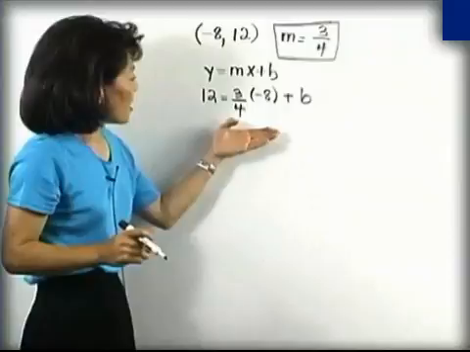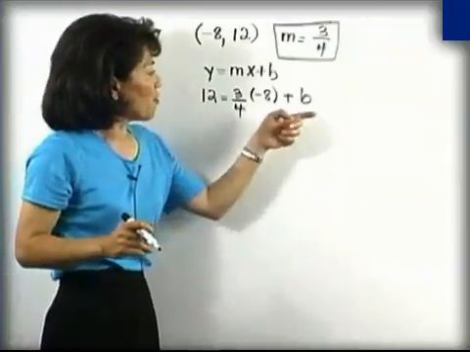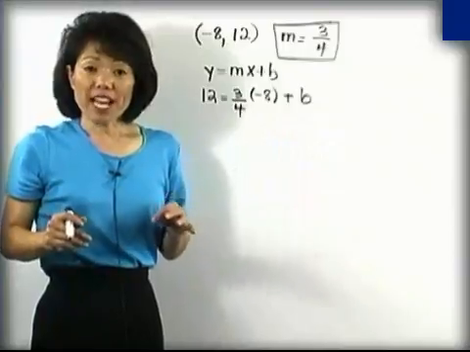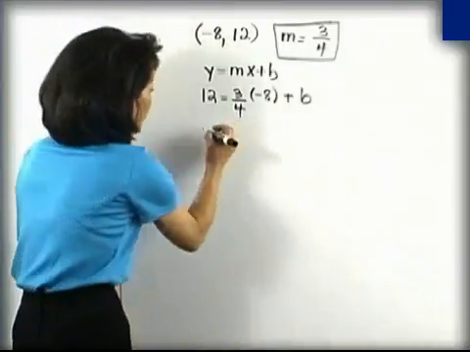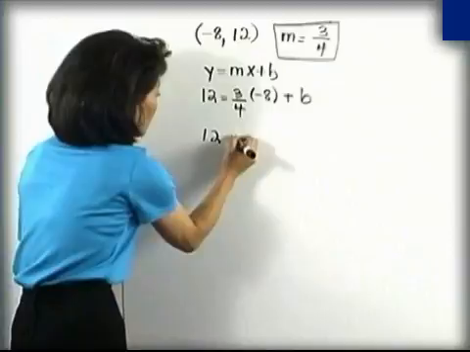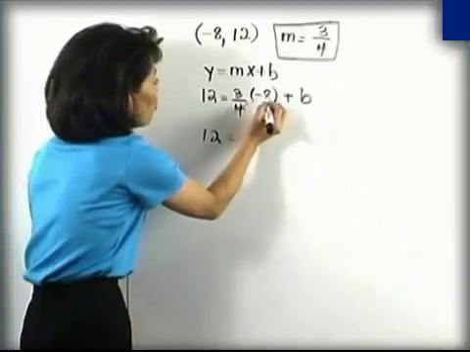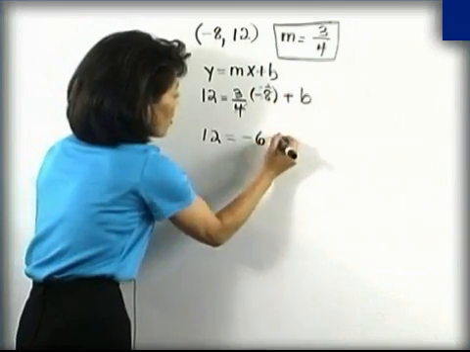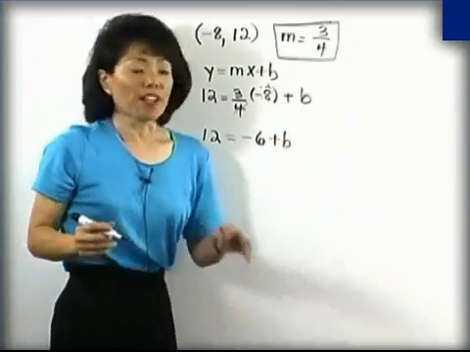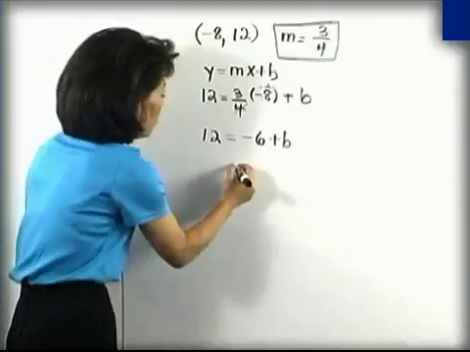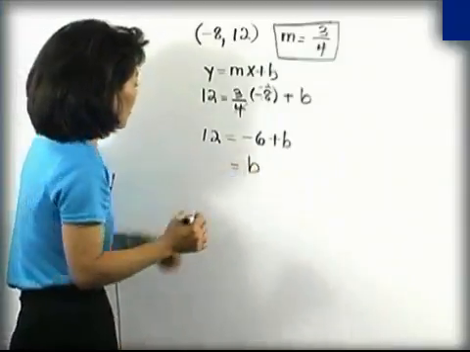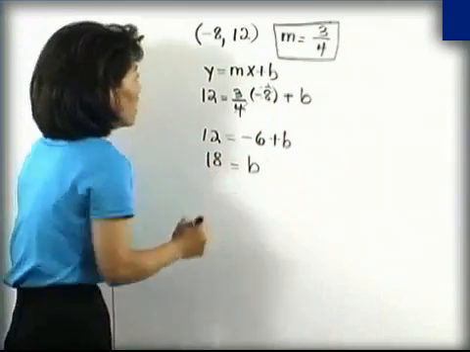Notice what we like about this is that now we have this equation in terms of b only, and b is the only thing that's holding us back from being able to write the equation of our line. So this gives me 12 equals, do a little arithmetic here, 4 goes into there, -2 times. That gives me -6 plus b. We're going to finally add 6 to both sides. So b is equal to -6 plus 12, which gives me 18 there.